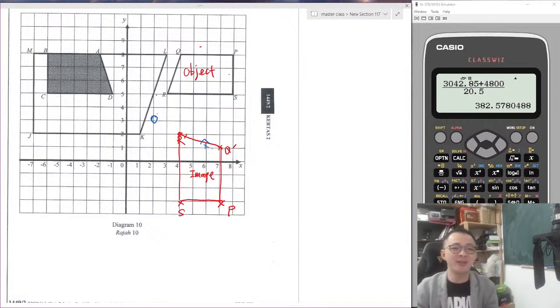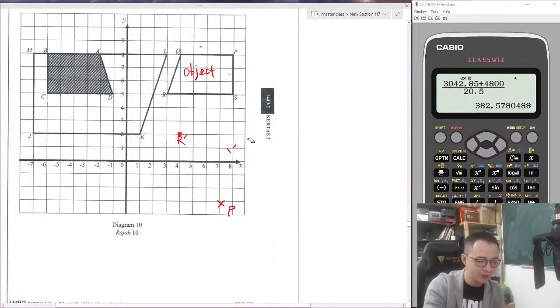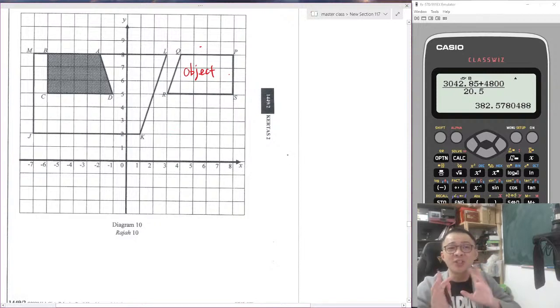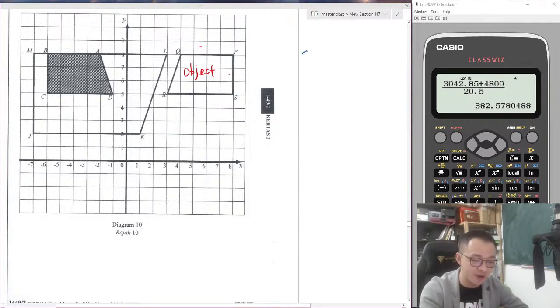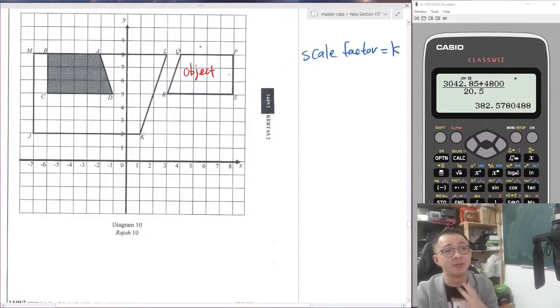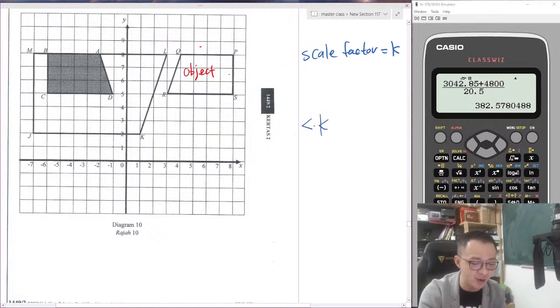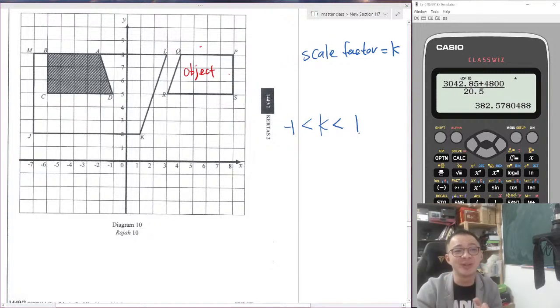Okay, let me explain a little bit about scale factor since we are already at the transformation. For scale factor, normally we will use the K to represent it. You just need to understand when scale factor is between -1 to 1, even though it's called enlargement, your image actually becomes smaller.